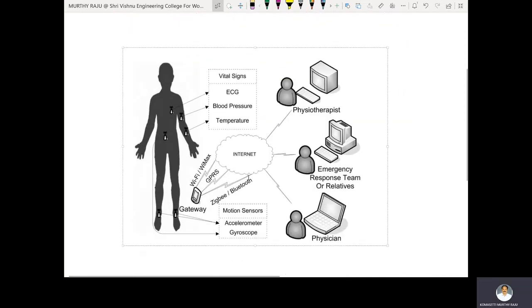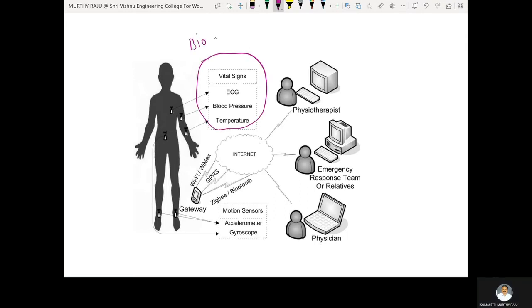In this example, see this picture. Some sensors are used here: ECG, electrocardiography sensor, blood pressure sensor, temperature sensor. These are the biosensors. Two more sensors used in this figure are motion sensors, accelerometer and gyroscope.